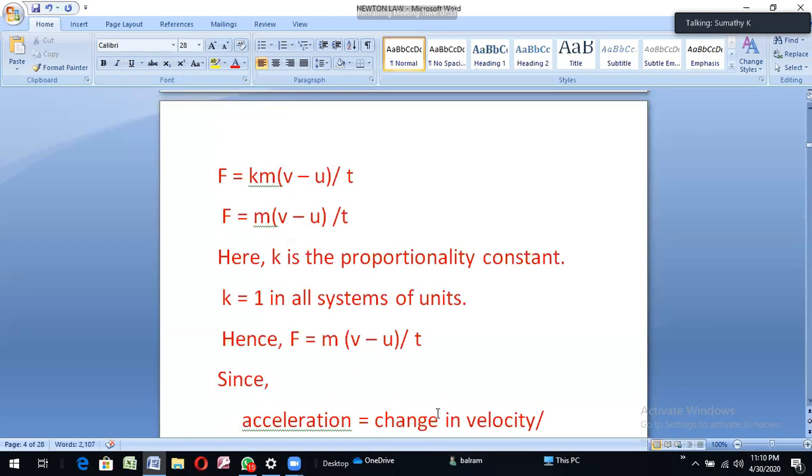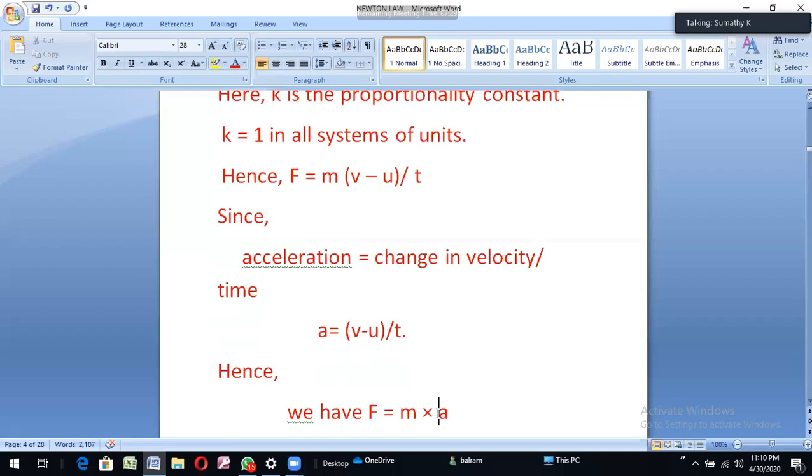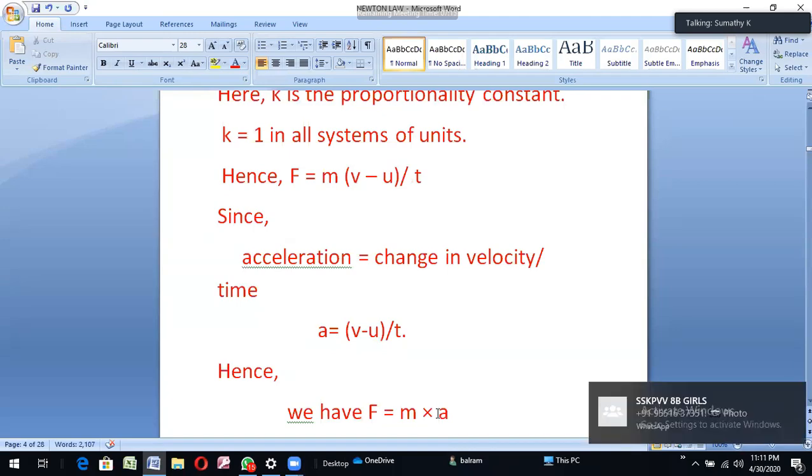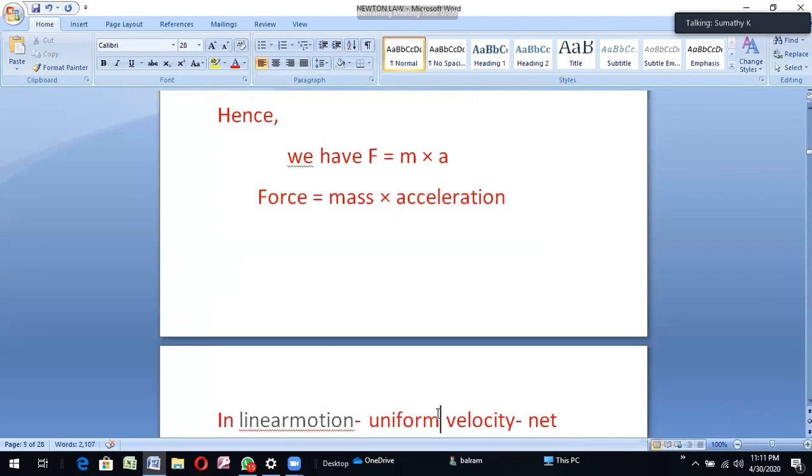Since acceleration is the change in velocity by time, that is, final velocity minus initial velocity, (v minus u) by t, hence we have F is equal to m into a. So force is equal to mass into acceleration. This is Newton's second law.